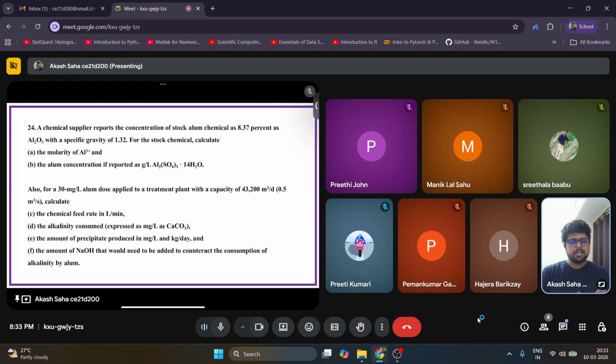Okay, so these are very practical problems because we always make some stock solution of some percentage, and then from that stock solution, whatever concentration is required, we will convert. So you should be comfortable changing the units as per the formula or the way it is given. Sometimes alum may be represented as Al2O3, sometimes as Al3+, sometimes as Al2(SO4)3·14H2O.